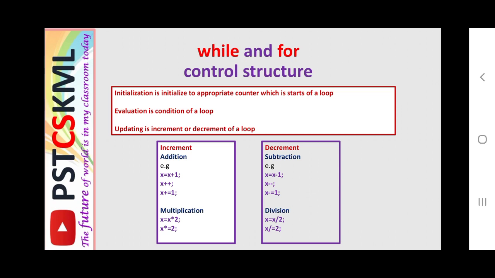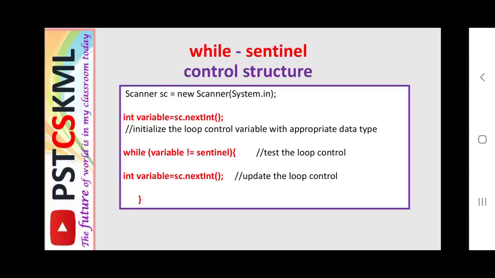Okay. Now we go for multiplication. Your value improves by multiplying as the increment. For example, x = x * 2. Then you also can write x *= 2. How about when we go for decrement? We use division rather than subtraction. So your x = x / 2, or x /= 2. Either one can be used.